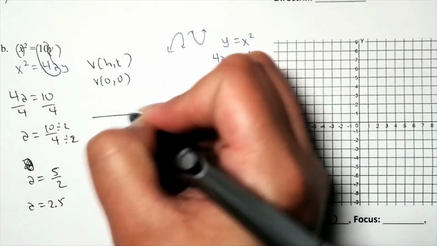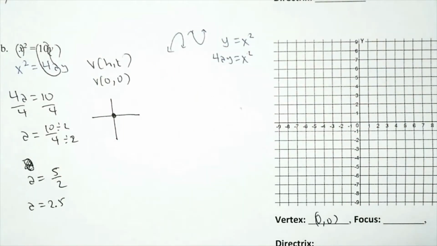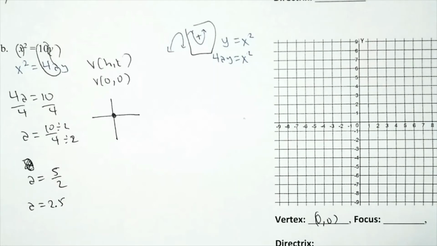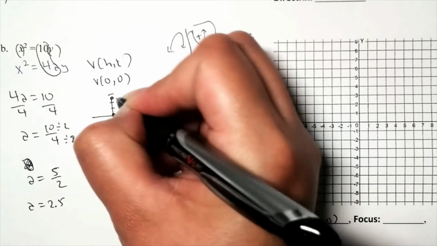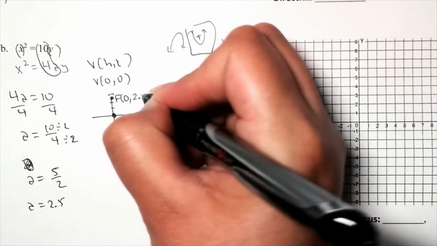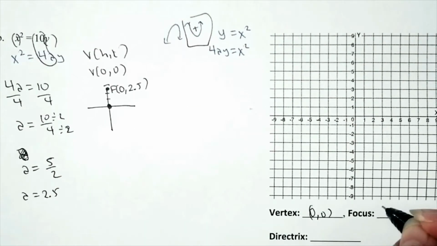Fantastic. So let me go ahead and do my rough sketch. So the question is, is the parabola gonna open up or down? Because a is positive, then the parabola is gonna open up. Now, what about the focus and the directrix? Since a is 2.5, we're gonna go 2.5 units up. That will be our focus. So that will give us (0, 2.5) or (0, 5/2). The choice is up to you.